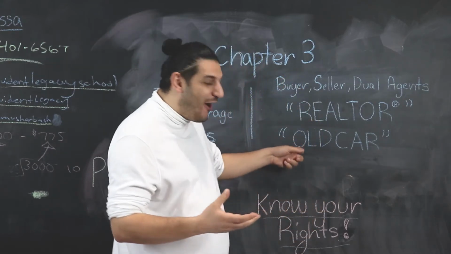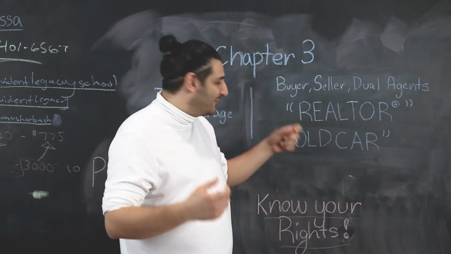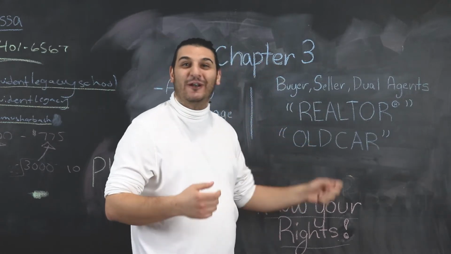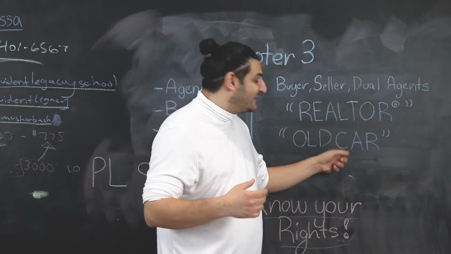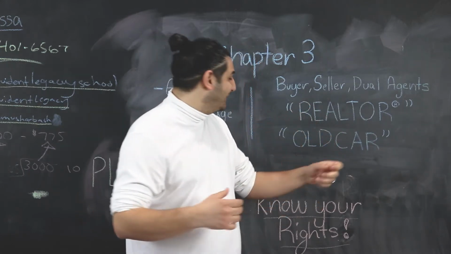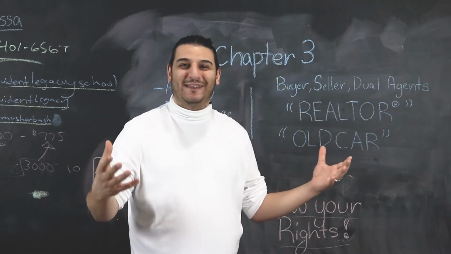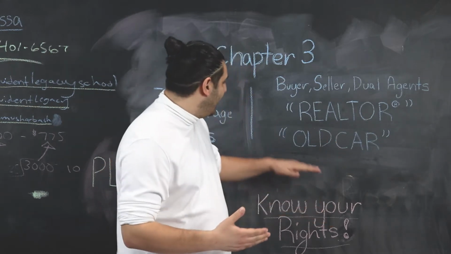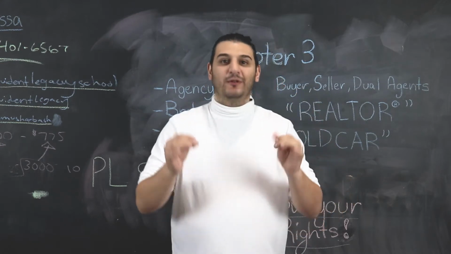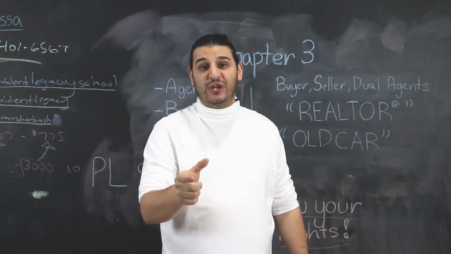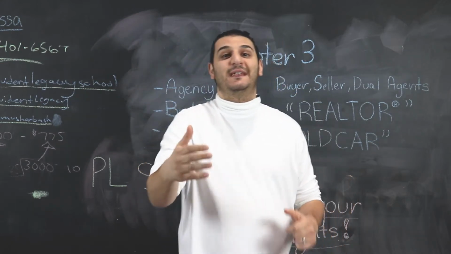Okay? So the O, what's the O for? Obedience. What's the L for? Loyalty. What's the D for? Disclosure. What's the C for? Care. What's the A for? Accountability or accounting. And that's how you're going to remember these 5 critical responsibilities as a fiduciary. This will be on the state exam.